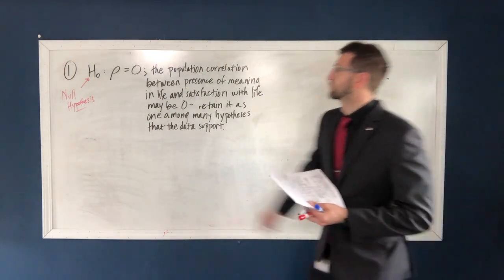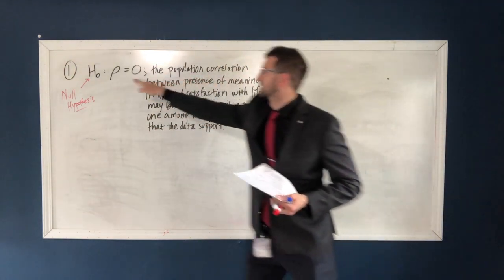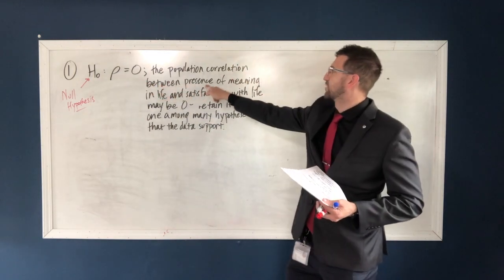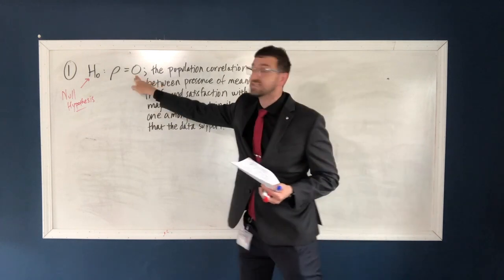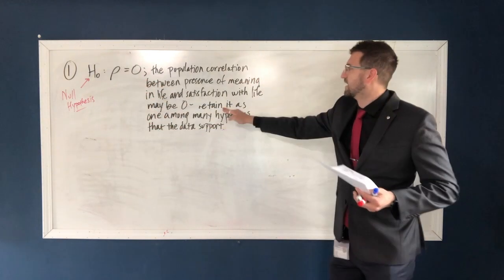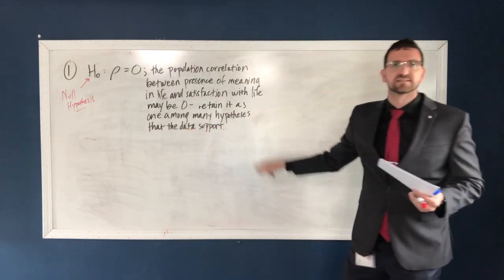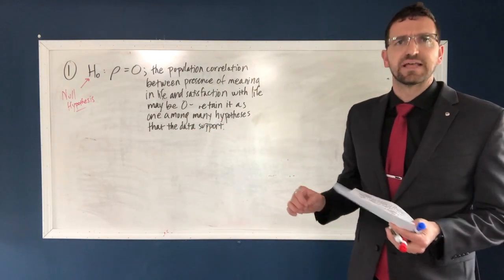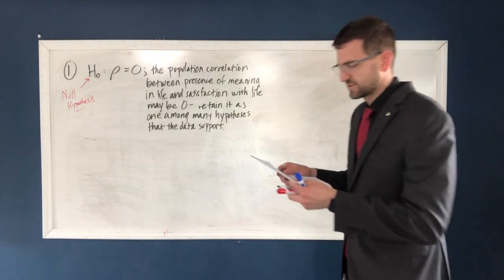So rho equals 0 is saying the population correlation between presence of meaning in life and satisfaction with life may be 0. Retain it as one among many hypotheses that the data support. I'm not going to explain that for now, so just write it down. It'll come back later.